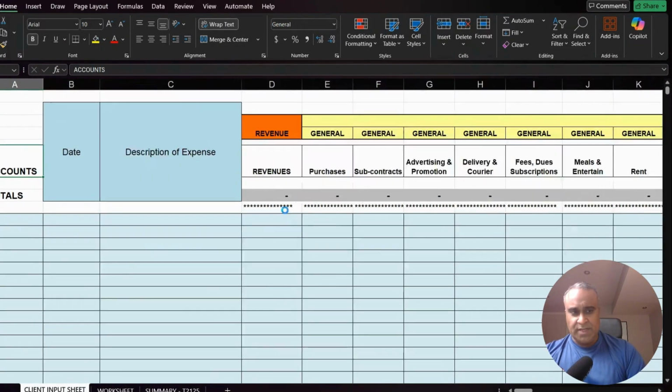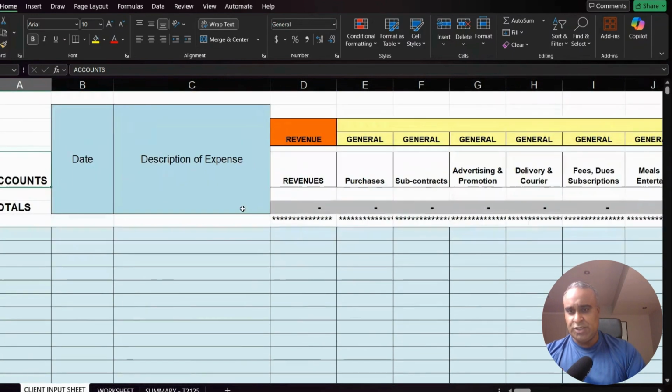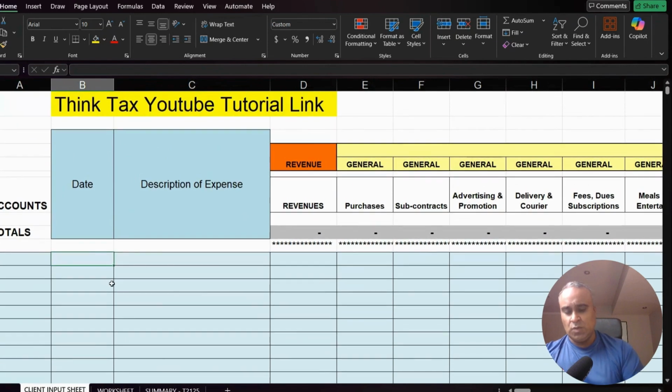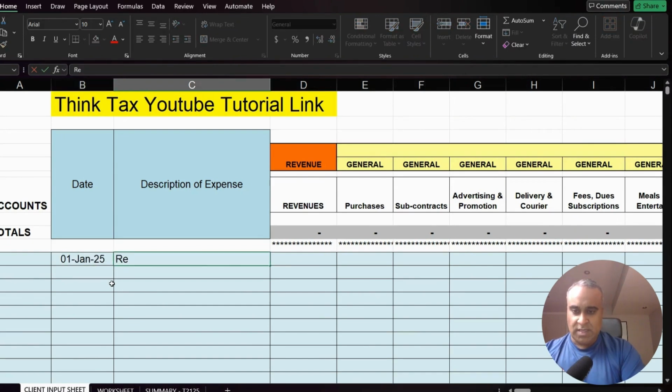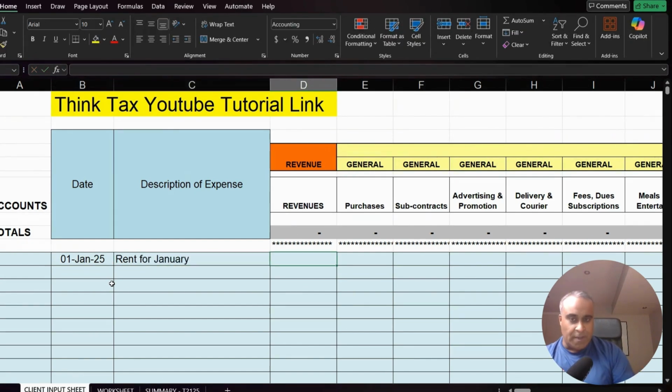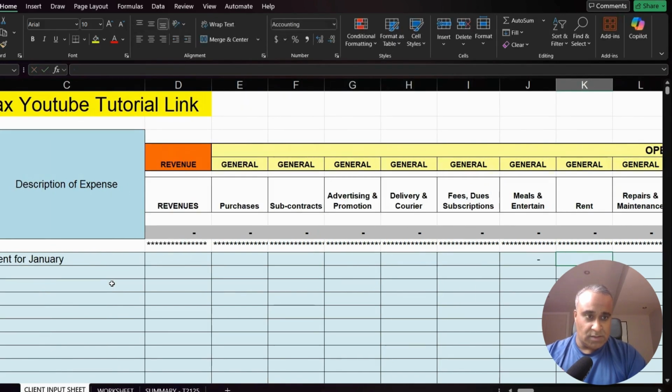And so as I mentioned, I'll go through the spreadsheet. So let's take an example, for instance. So we'll put a date in. So let's say we incurred a transaction on January 1st, 2025. Say this was rent for January. So you want to make sure you put a description there, be somewhat detailed as you can. This one's pretty self-explanatory, rent for January. And then we'll go over to the rent expense here.